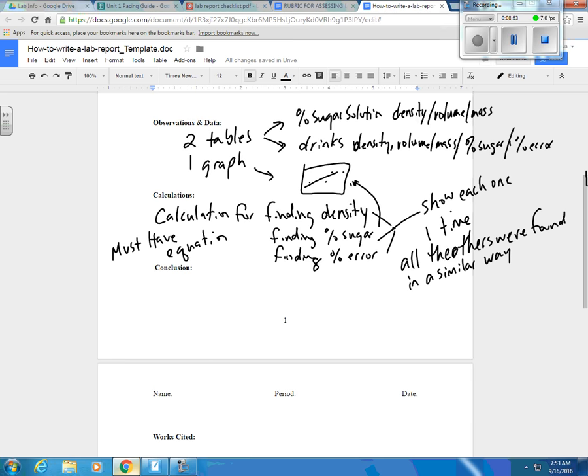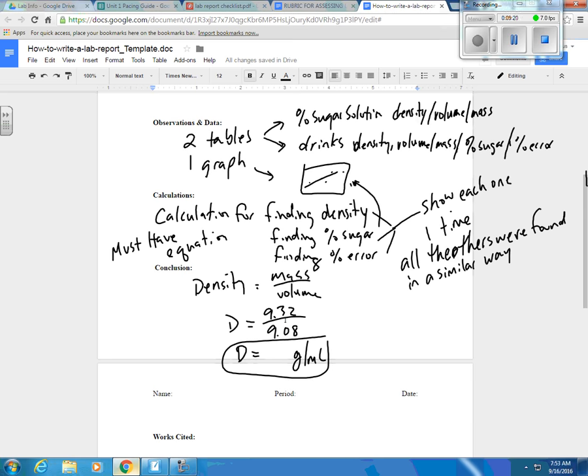So for density, if you're showing density, I know I'm going down into the conclusion section, but that's okay. We'll erase it here in a second. So your density, you're going to say it's mass divided by volume. Then you're going to find your density. So density equals, let's say your mass was 9.32 and your volume was 9.08. Then your density is equal to whatever that is, grams per milliliter. That's your density for Gatorade. And then you can say the rest of the densities were found using the same formula.